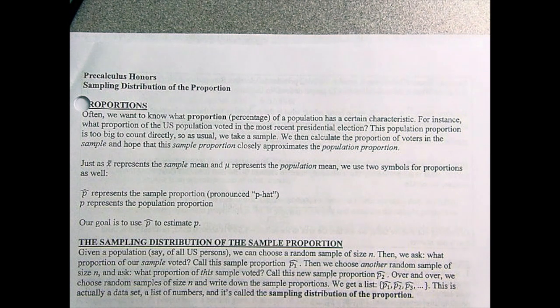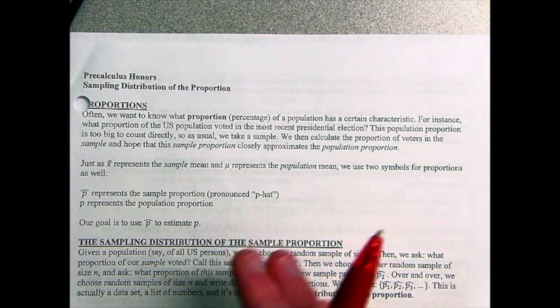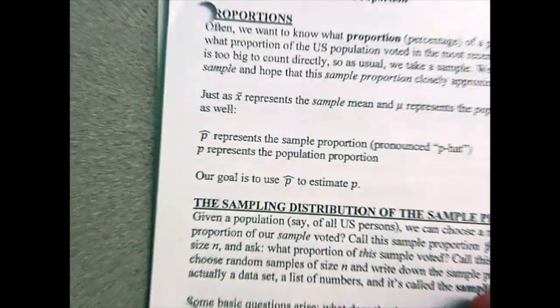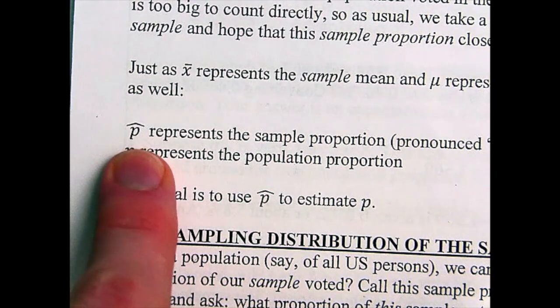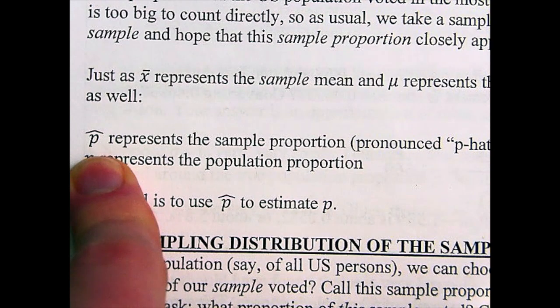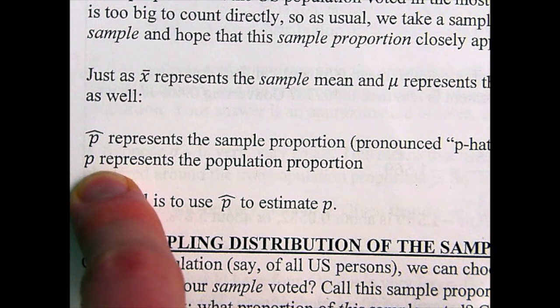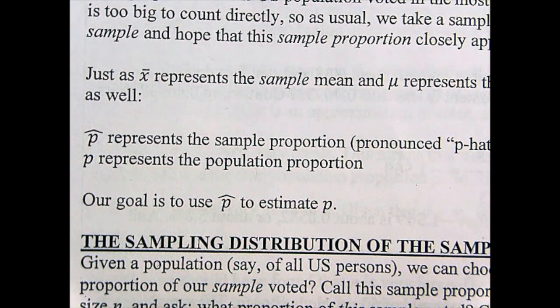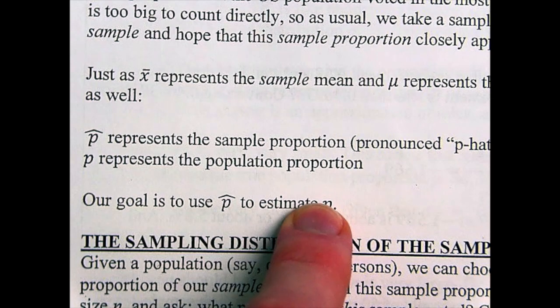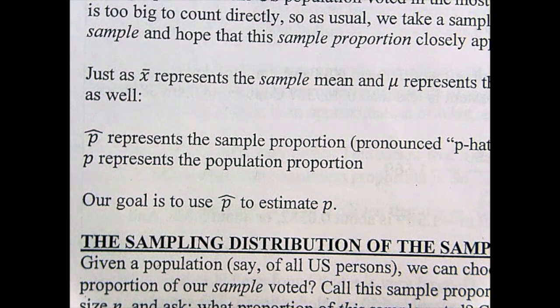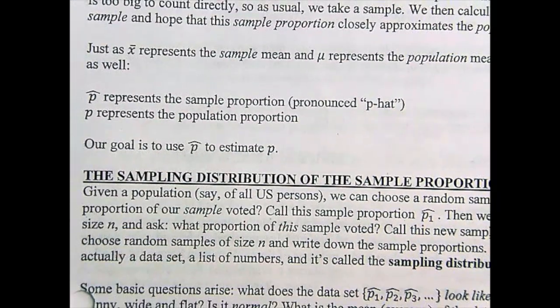Now, in order to distinguish between these two proportions, the proportion in the sample and the true population proportion, the proportion in everybody, we have two different symbols. Here they are. This one right here is pronounced p hat. It's like a p with a little hat on top of it. That is the sample proportion. Little p without a hat is the true population proportion. And so the goal is that we use p hat to estimate p. All right, well now let's talk about the sampling distribution of the sample proportion.